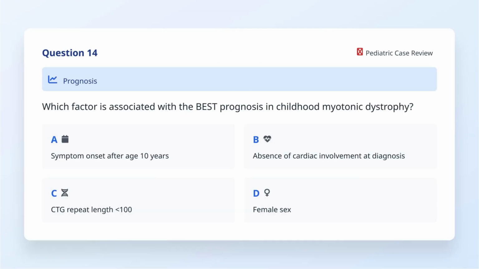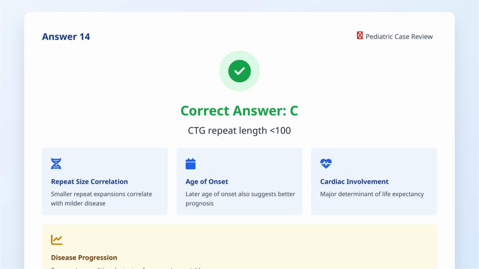Which factor is associated with the best prognosis in childhood myotonic dystrophy? A. Symptom onset after age 10 years. B. Absence of cardiac involvement at diagnosis. C. CTG repeat length less than 100. D. Female sex. The correct answer is C. CTG repeat length less than 100.